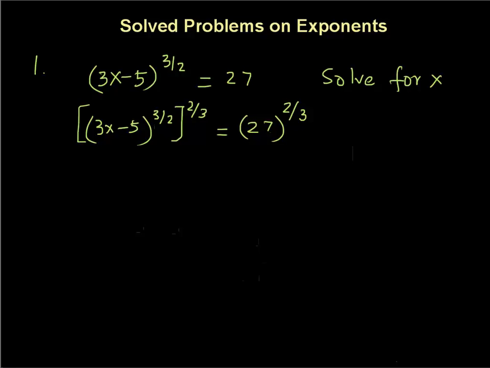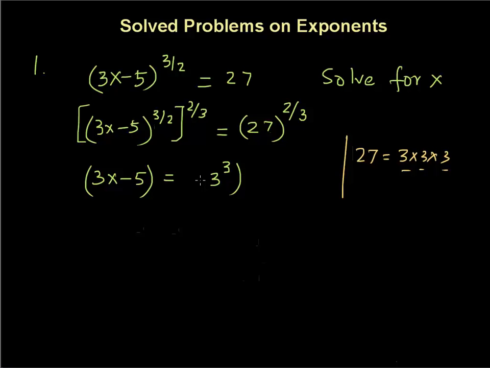Now here 27, I have to find the factors of 27 first. So let's see, 27 is 3 into 3 into 3, right? So basically it is 3 to the power 3. And let's go back here to solve this problem further. So what I have here is 3x minus 5 again, but now the powers are multiplied, so I can rewrite it as (3^3)^(2/3).